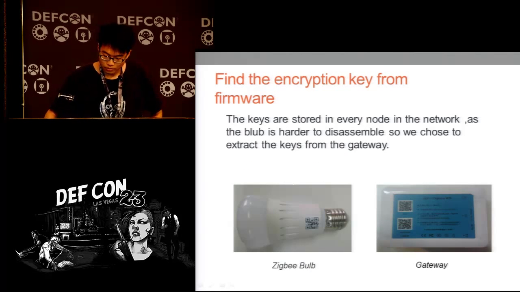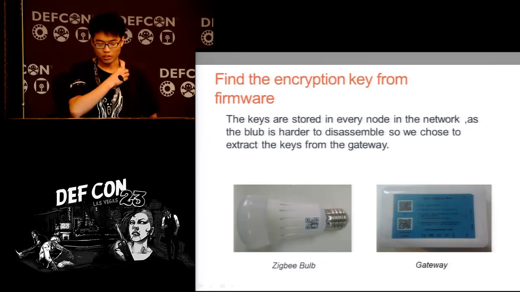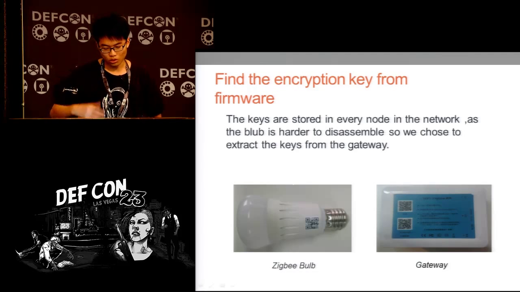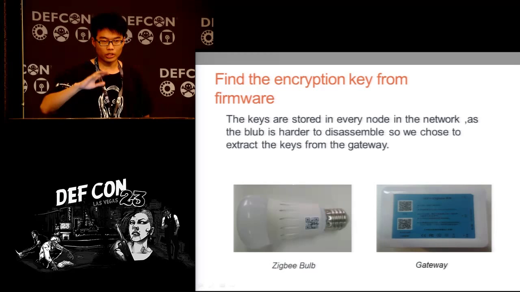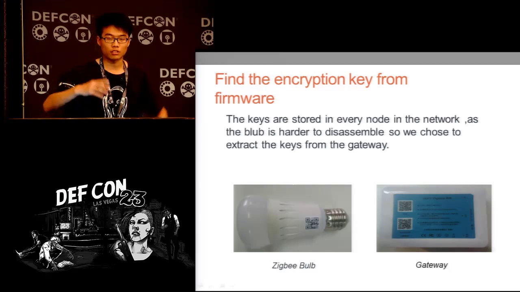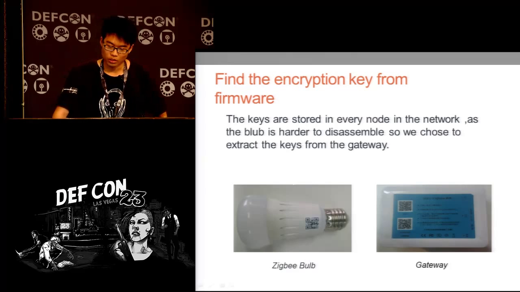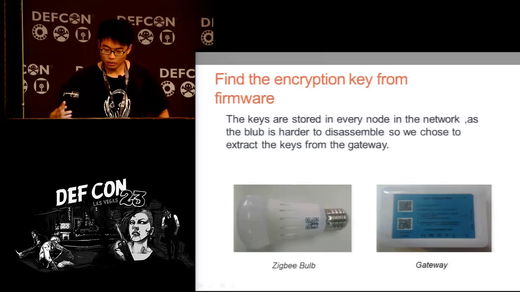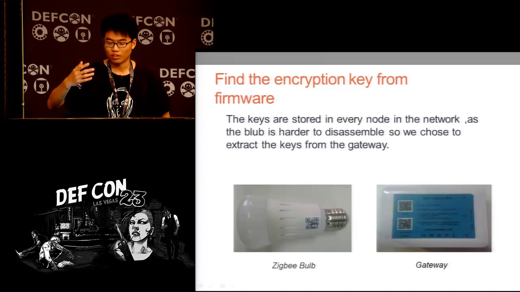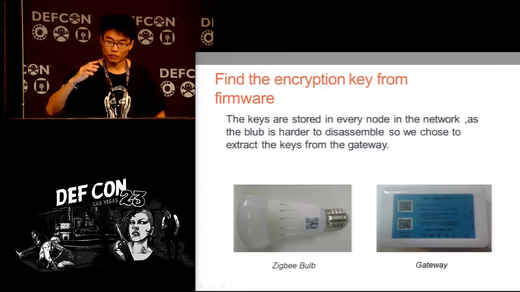Oh, that's a mistake. So the whole transmission is encrypted. So what we do is try to find the encryption key from the firmware. If you want to find it, the first thing you need to do is to download the firmware. The keys are stored in every node in the network. As the bomb is harder to disassemble, we chose to extract the key from the gateway.